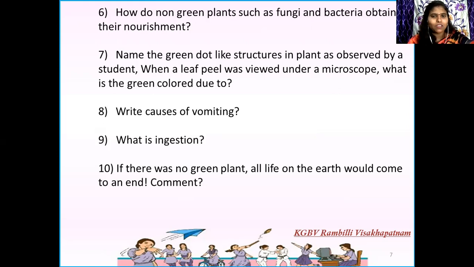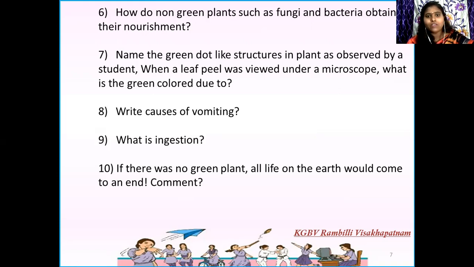Chloroplasts. And next one is, write the causes of vomiting. You know very well. What are the causes for this vomiting? Overeating, eating food containing too much fat, and restlessness. All those are the causes for vomiting. And then what is ingestion? Ingestion in the sense of what we are taking in as food into our body, that is called ingestion.